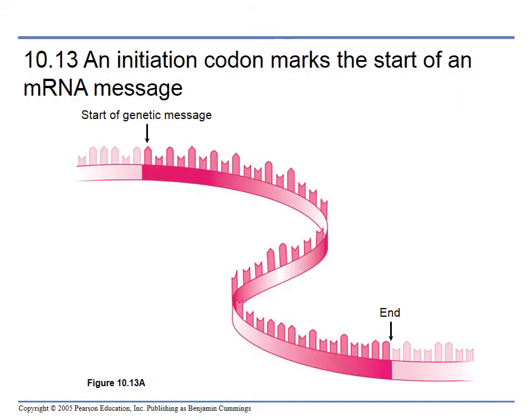So before that starts, we're going to have an initiation codon at the start of your messenger RNA, and that is always AUG. That's your start codon, and then you have an ending codon, which is, there's three of them. I think it's UAA, UAG, and UGA, I think. And that will terminate the polypeptide there.